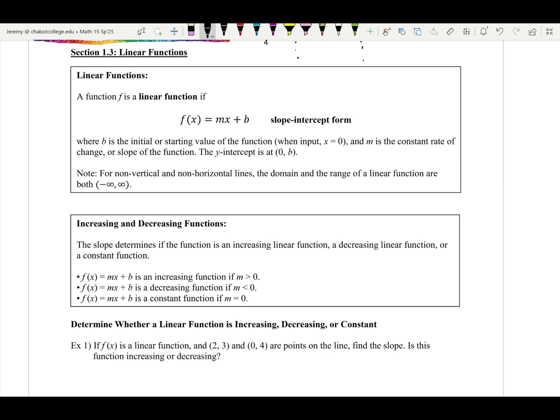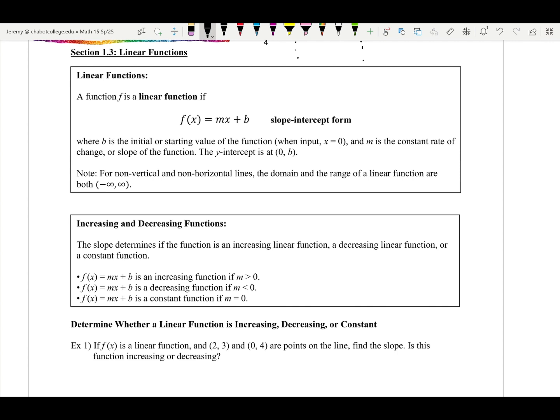Section 1.3, linear functions. So we're just continuing our review here of functions. Linear functions we should all be fairly familiar with. So I'll move pretty quickly through this section since it's review.